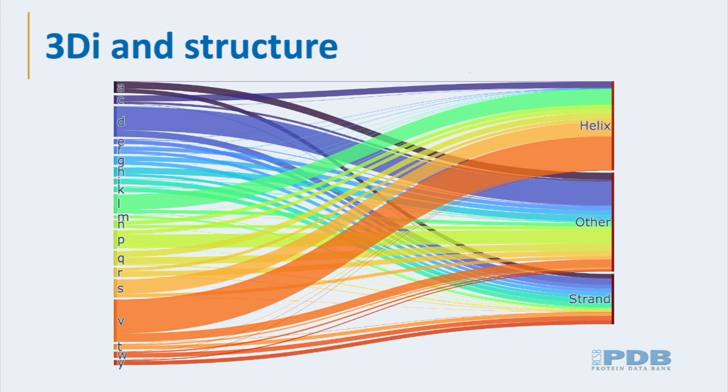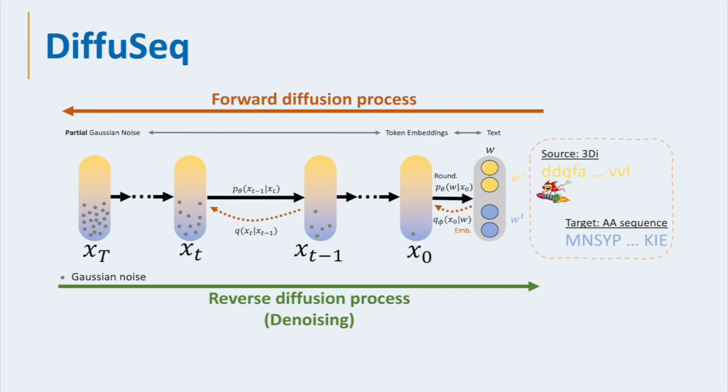We also found an imbalance towards the V token that is found in helices in 80% of the observations, showing an imbalance toward the helical structures. This encoded structure information is used as conditional information for the diffusion process.